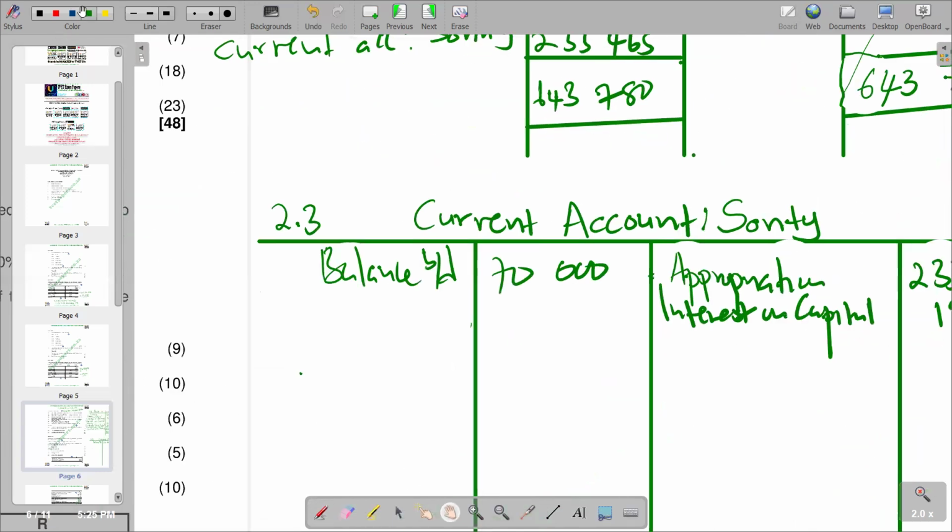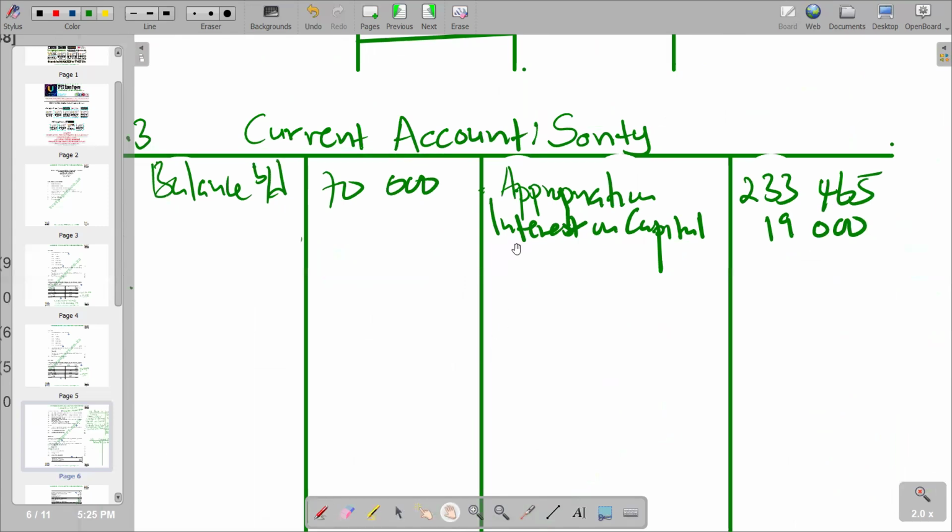So we are saying salary, and we are saying it's 18,000. So this is what we have, and then we go again to see what next we have on the debit side.